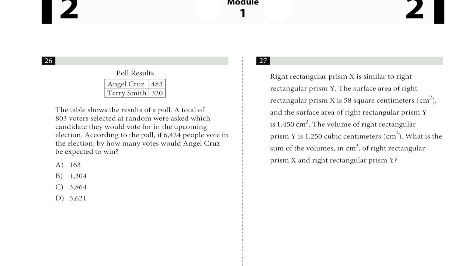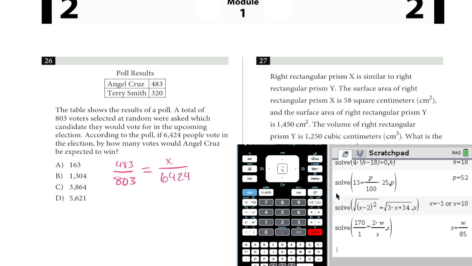So we know that out of 803 voters, 483 voted for Angel Cruz. And that ratio should be the same when we apply it to all the people. So that ratio should equal the number of people for Terry Crews. We'll call that X, out of the total 6,424. So that ratio should be the same. So I can now solve for X and figure out how many votes did Angel Cruz win.